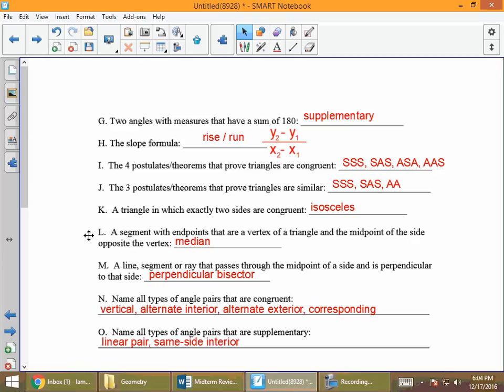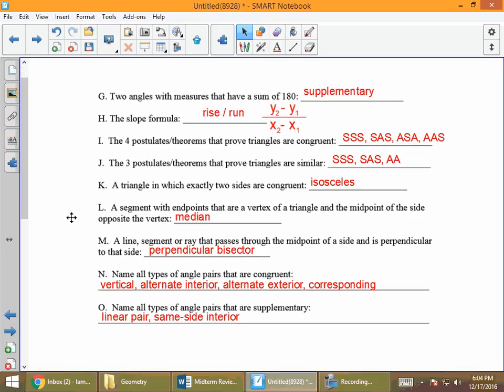Letter N, name all types of angle pairs that are congruent. We've had a bunch of them throughout the time. Some of them include vertical angles. And then when we have 2 parallel lines cut by a transversal, we typically see corresponding angles, alternate interior, alternate exterior as well. All of those types are congruent.